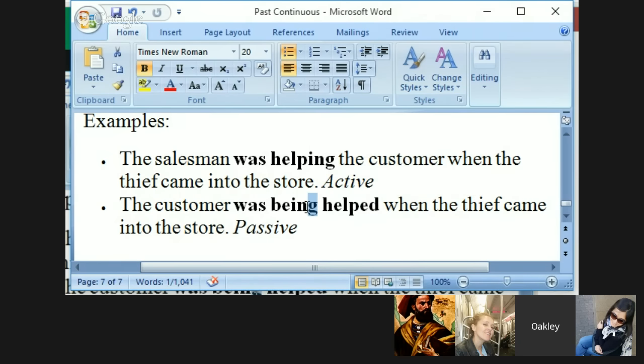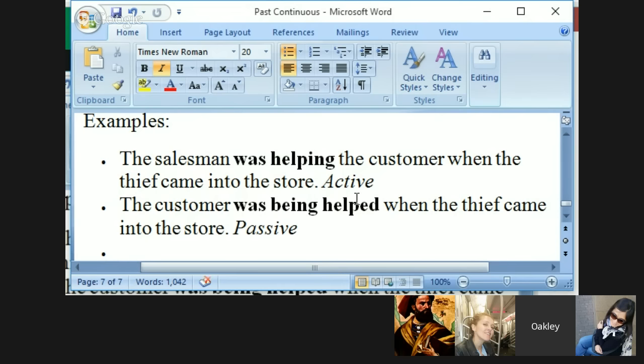The remaining verb to be, in this case, the verb to be here is actually showing that it is a past continuous. Notice was being, was helping. This is the part of the verb that shows us the verb tense. So there it is. The customer was being helped when the thief came into the store. Alrighty.